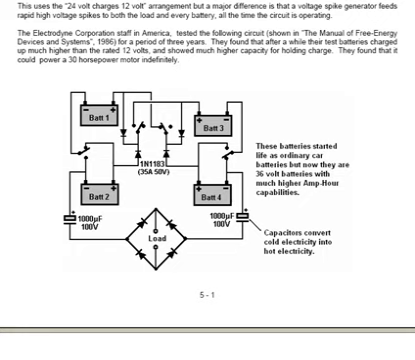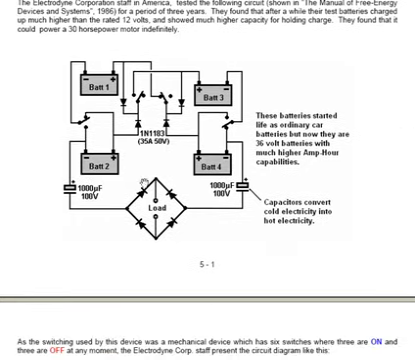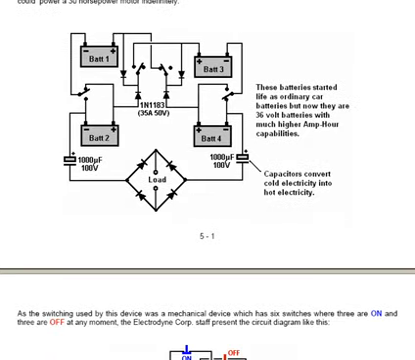But when you look at this circuit, which has only 4 batteries, 4 diodes, 2 capacitors and a diode bridge, it's not nearly as straightforward and simple as it appears to be. The batteries started out life as ordinary car batteries, but now they're 36 volt batteries with much higher amp hour capabilities. Capacitors convert cold electricity into hot electricity, so hot electricity is fed through the diode bridge to the load.